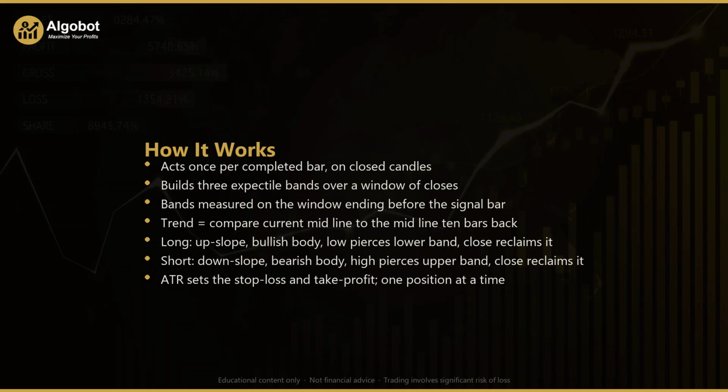The short side is the exact mirror. The trend must be down, the candle must have a bearish body, and its high must have pierced the upper band while the close finished back below it.